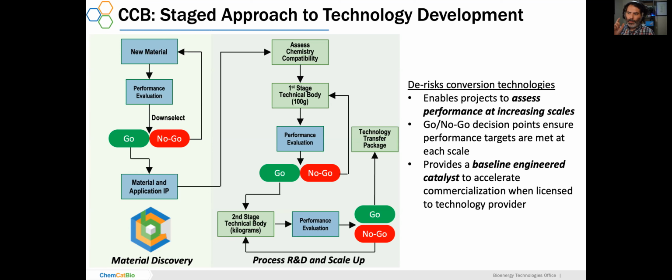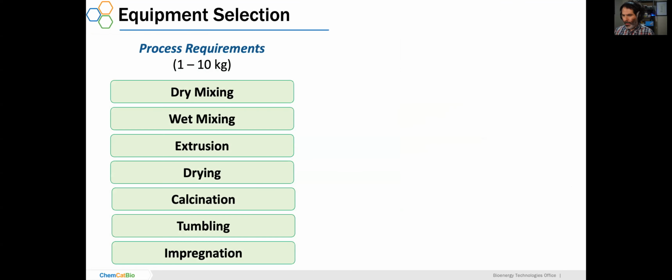So we're really looking here at this first stage technical body where we're making hundreds of grams of material using industry standard methods and industry standard equipment to start to reduce the risk associated with the manufacture of these materials, because we're not going to manufacture these within ChemCatBio, but we need to know that they can be done, and we need to know what challenges a chemical manufacturer might run into when doing this.